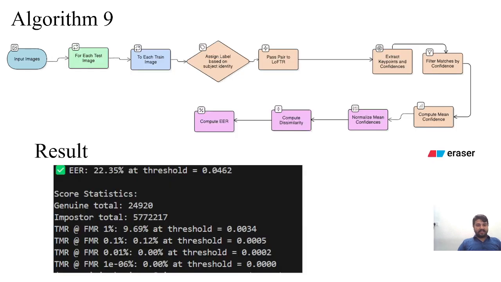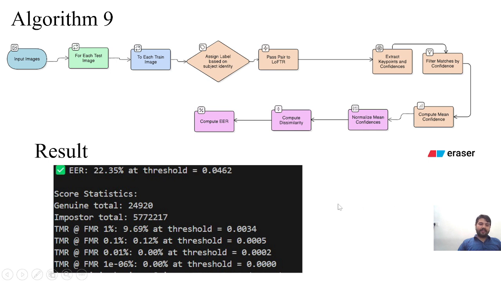In algorithm 9, I make the pairing same as I explained earlier, assign this label if they belong to the same subject, and pass through the LoFTR module, extract keypoints with the confidence, filter the matches by confidence, and compute the mean confidence. Then instead of training, I computed the dissimilarity score by using both techniques. One is exponential decay, and another is one minus the normalized confidence.